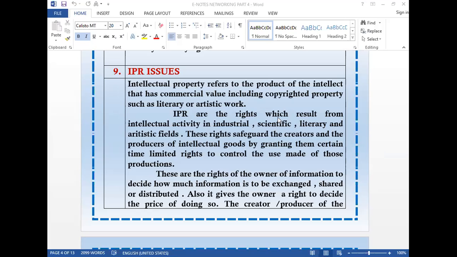And how can we safeguard and protect our IP rights? By three ways: patent, copyright, and trademark. By these three ways, we can protect our intellectual property rights: patent, copyright, and trademark.